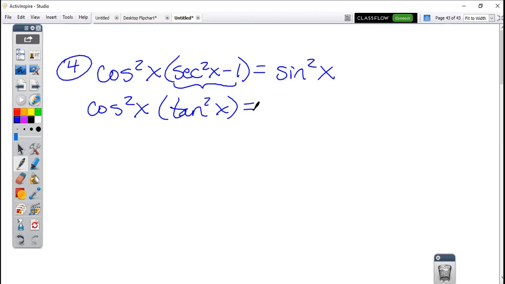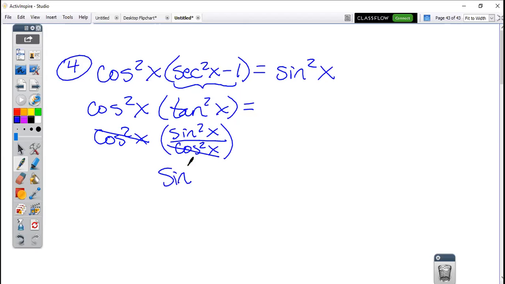Sine over cosine, but it's not tangent, it's sine over cosine. So what do you think tangent squared is? Don't switch them. Keep them the same, just make them square. Okay. So this would just be sine squared x over cosine squared x times cosine squared x, and the cosine squared x do what? Cancel, because they're multiplying. One's on the top, one's on the bottom. You're left with sine squared x. Good. Okay.